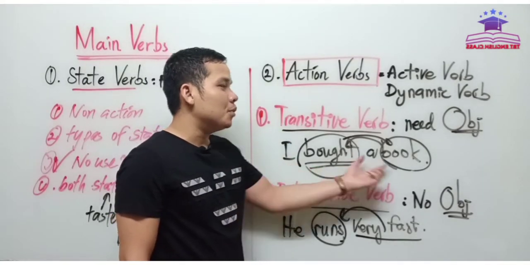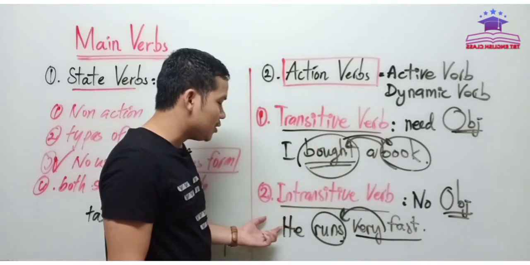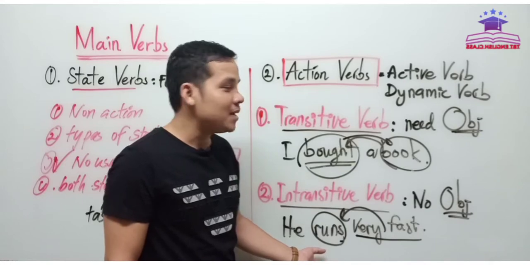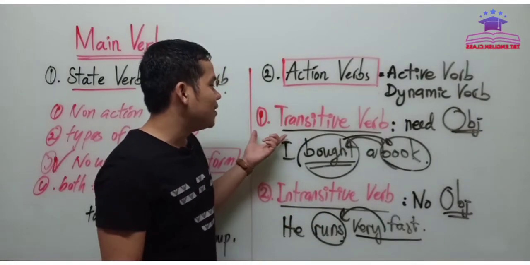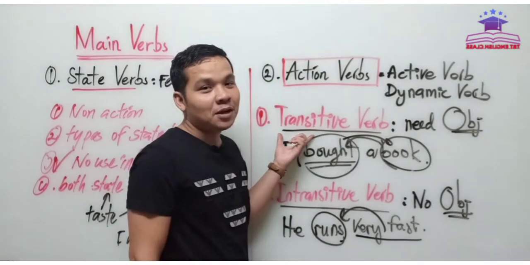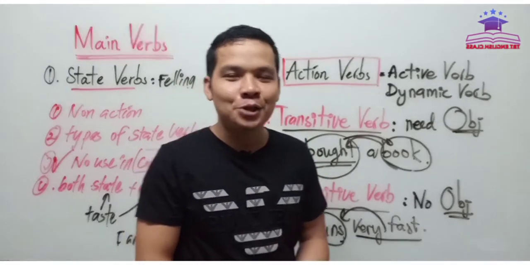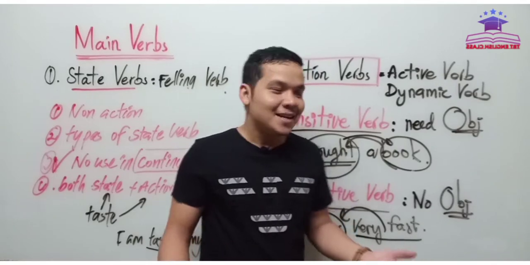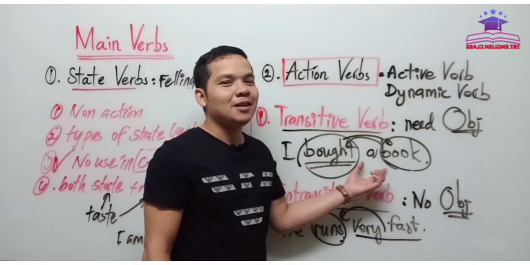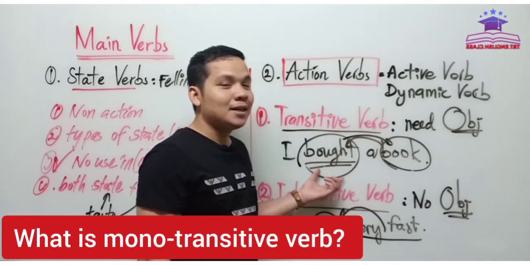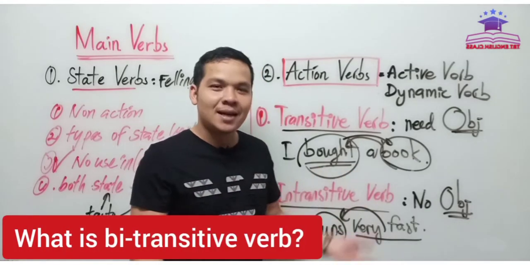You can see I bought a book. Book is the object. And the verb that doesn't need an object, we call intransitive verb. What I want to show you up to this transitive verb, everyone: some verbs need only one object and some verbs need 2 objects. You get it? So the verb that needs only one object we call monotransitive verb, and the verb that needs 2 objects we call bitransitive verb.